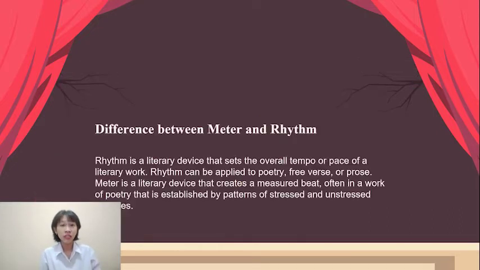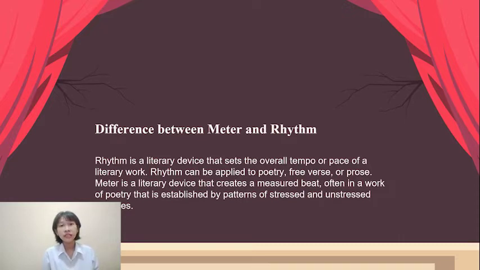Difference between meter and rhythm. Many people use meter and rhythm interchangeably due to their similarities. However, as literary devices, they are different. Rhythm is a literary device that sets the overall tempo or pace of a literary work. Rhythm can be applied to poetry, free verse, or prose.